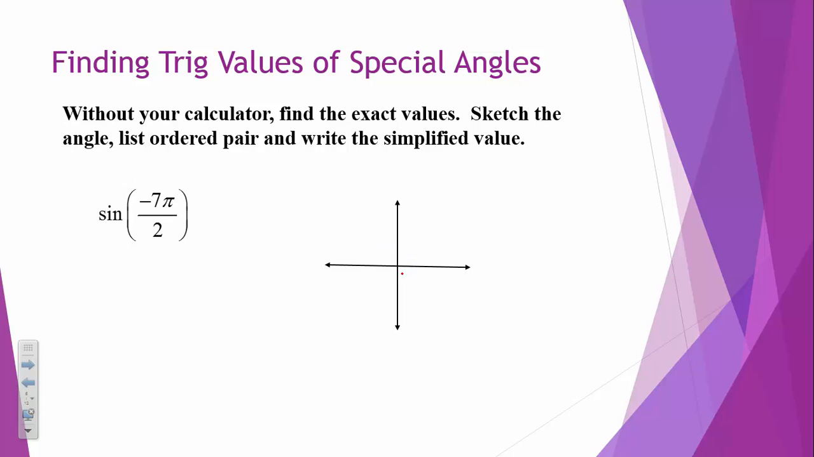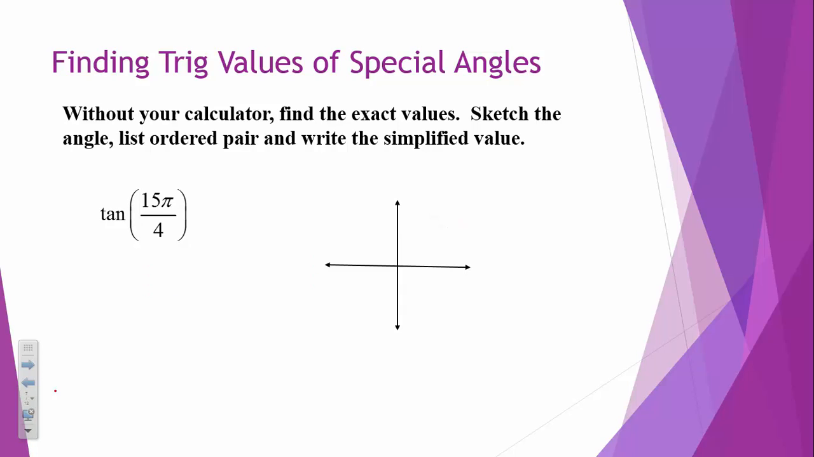When you think of angles close to negative 7 pi over 2, negative 6 pi over 2 ends up right here because that's negative 3 pi. All odd multiples of pi end up here. So negative 3 pi is here. I'm going in the negative direction, so that's not quite enough. I have to go another pi over 2 in the negative direction, which puts me here. So that ordered pair is 0, 1. And so the sine is the y value.